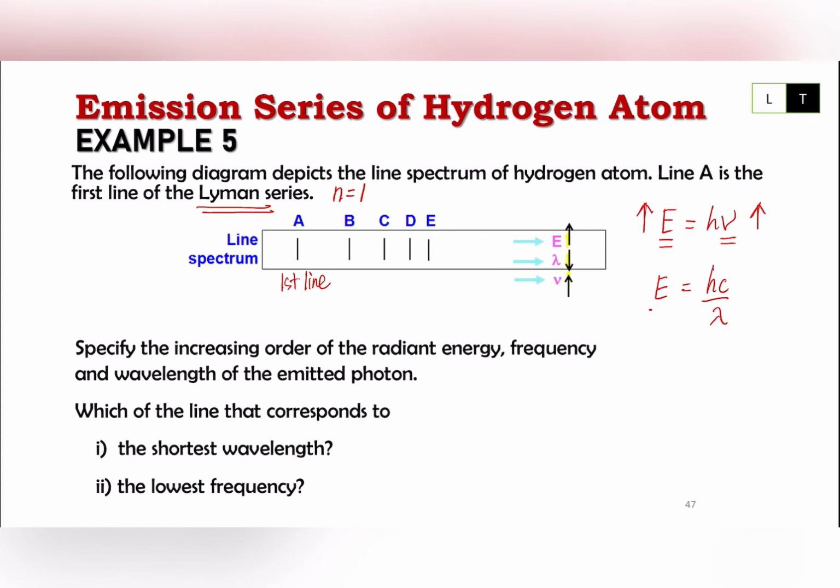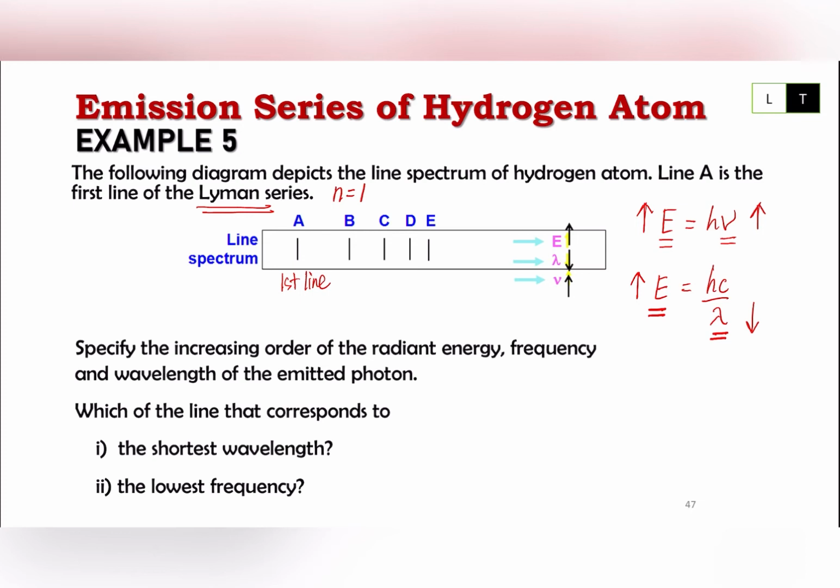Now you have the energy and you have the wavelength. The energy is inversely proportional to the wavelength, lambda. So when energy increases, your wavelength will decrease. This is how you should understand it based on the formula. And just remember, the first line of any series will be the lowest energy. So let's get back to the question.